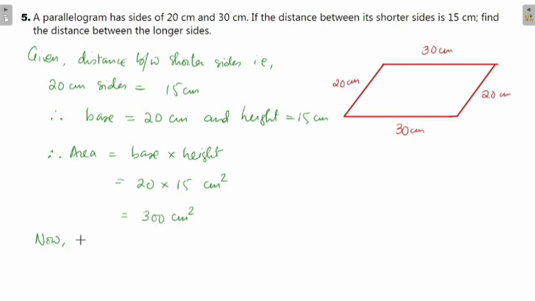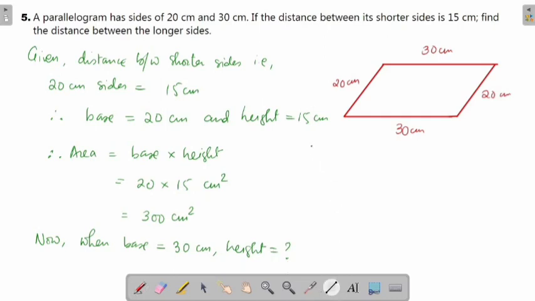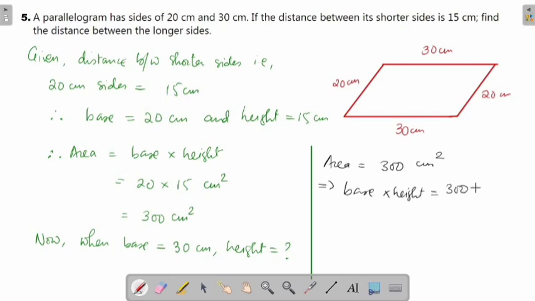Okay, now if I call this to be the base, then the distance between them becomes my height, isn't it? Okay, now when base is equal to 30 centimeter, what is the height? That's what you need to find, isn't it? Okay, so we know that the area is 300 centimeter square. Now let's write the area formula as base into height. So base into height is 300 centimeter square.